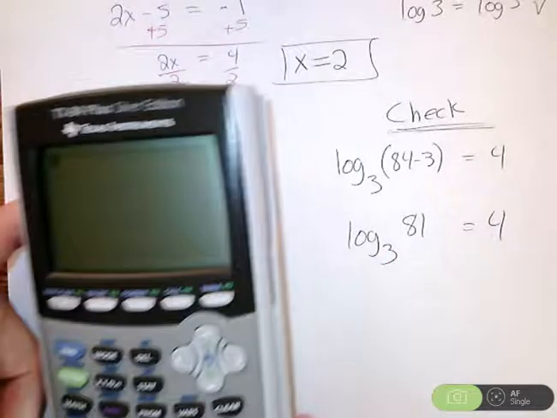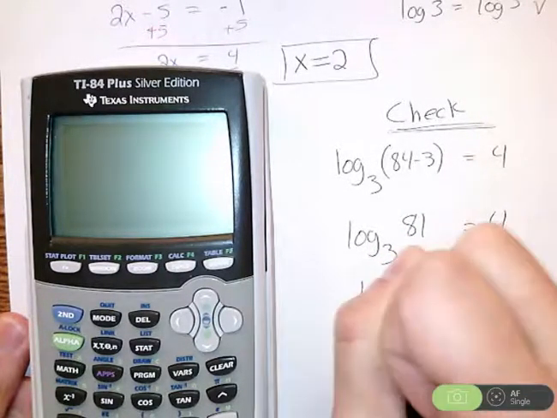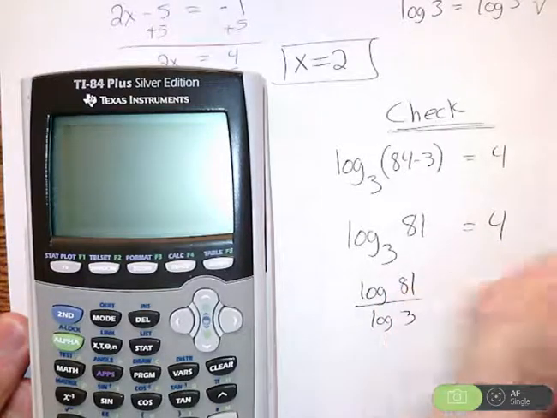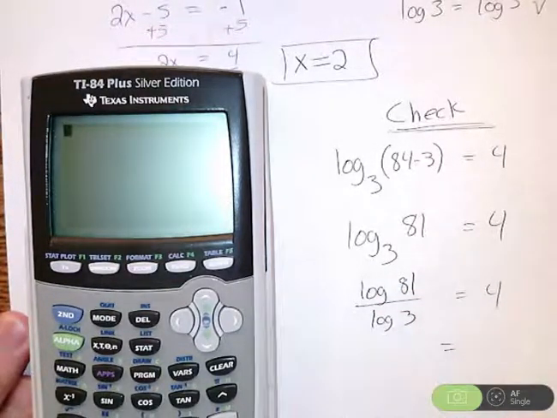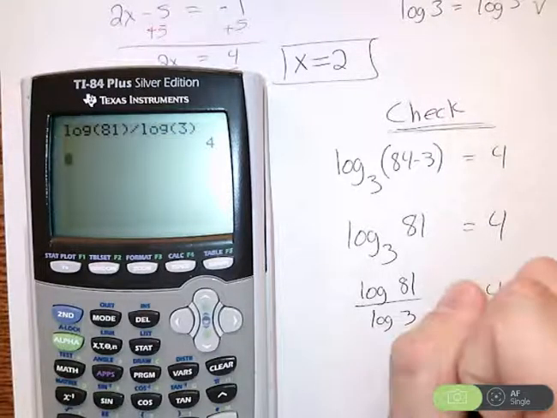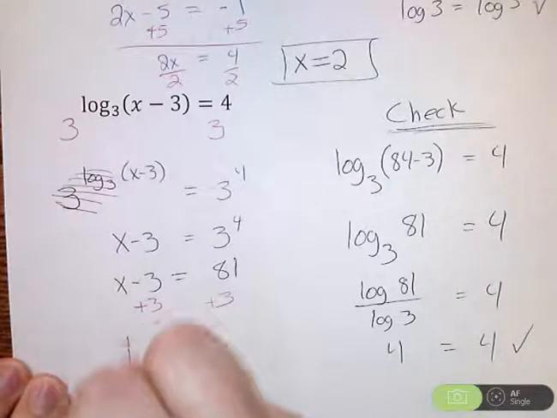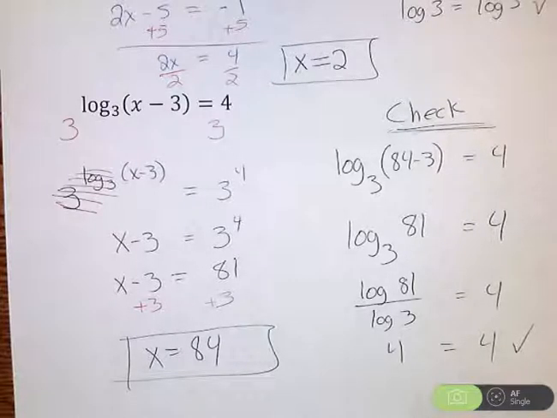What I'm going to do there is use the change of base formula, so I'm going to figure out log of 81 divided by log of 3 and see, hey, is this actually equal to 4? So log of 81 divided by log of 3, and I do get 4. So I have 4 is equal to 4, which, great, that all works out. So that means x equals 84 is my solution. And that was solving logarithmic equations. It's going to be the first of 2 videos on the topic, because there are a little bit tougher problems I need to show.